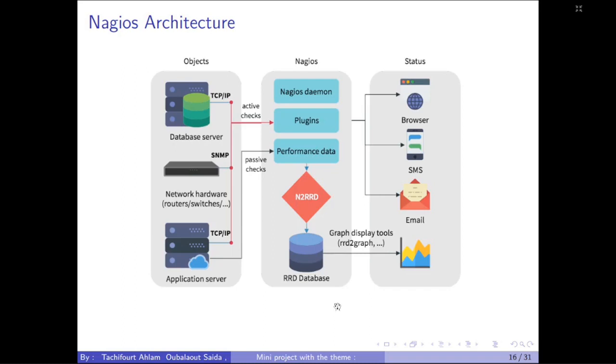NSCA, Nagios Service Check Acceptor. NSCA is also an add-on that allows Nagios to accept passive check results from remote systems. This allows Nagios to monitor resources that are not able to initiate active checks.